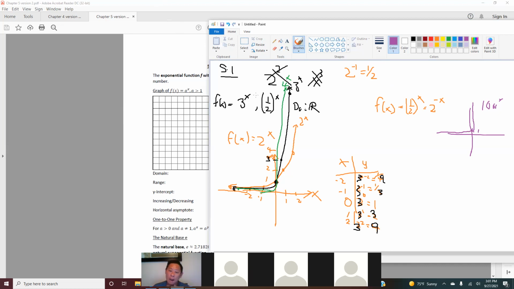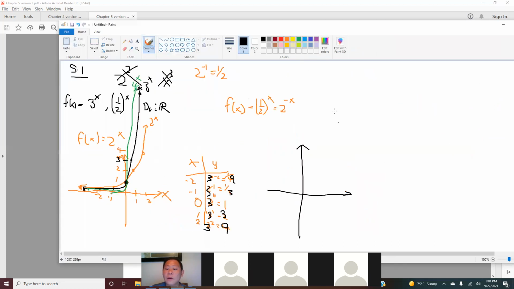So this is what we call an exponent function. Very important. So make sure you guys know that. Now next we draw the fraction one, 2 to the power of negative x, or 1/2 x. So again, we use the same kind of table here.